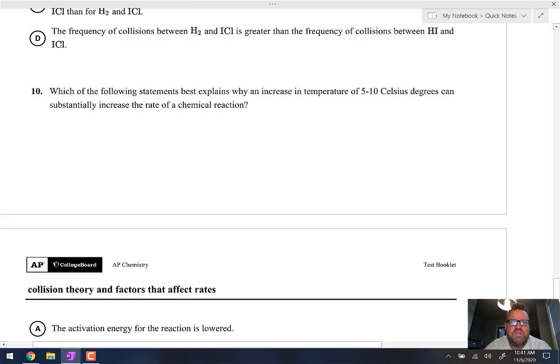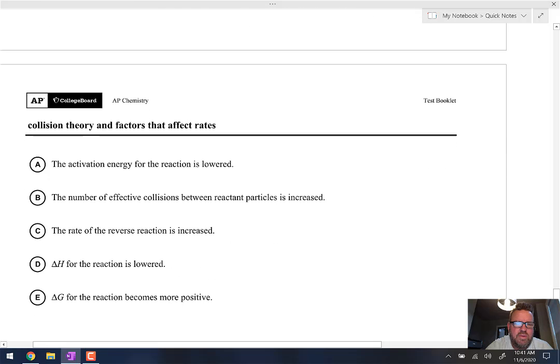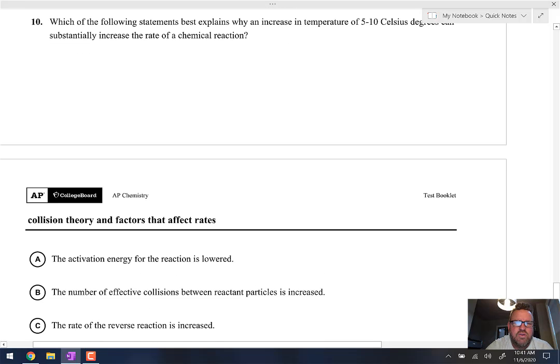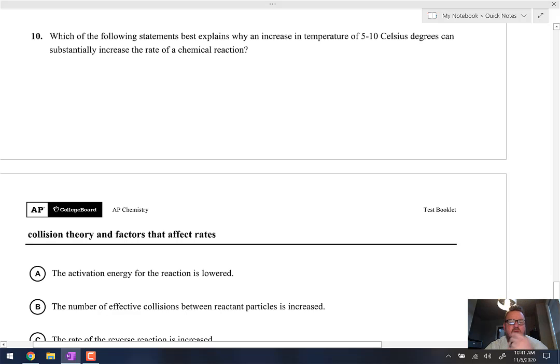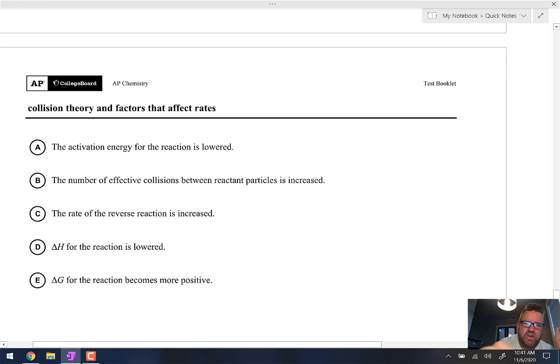Which of the following statements can best explain why an increase in temperature of 5 to 10 degrees Celsius can substantially increase the rate of a chemical reaction? Again, when you increase the temperature, what do the molecules do? They start moving faster. They hit each other more often. And as they hit each other more often, they're also hitting each other more forcefully. So the activation energy is lowered. Again, no. Temperature doesn't do that. The number of effective collisions between reactant particles is increased. I like that. Let's see what else we've got.